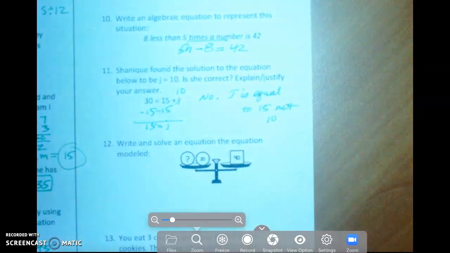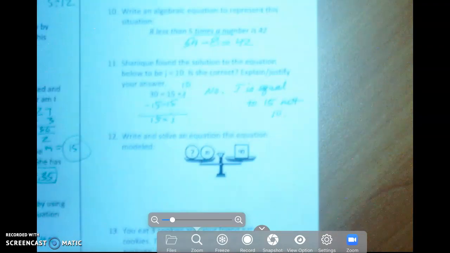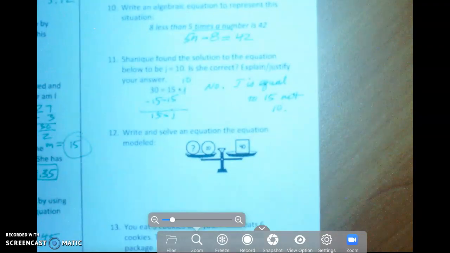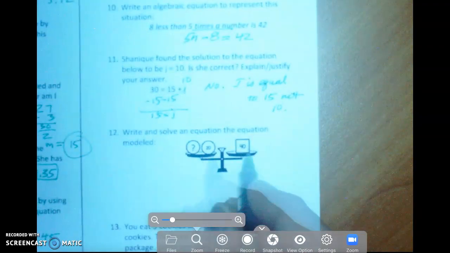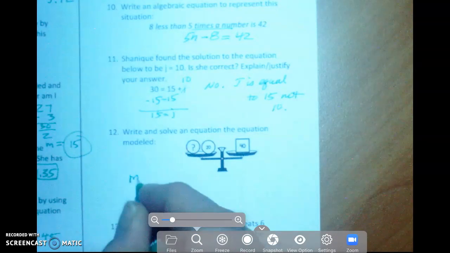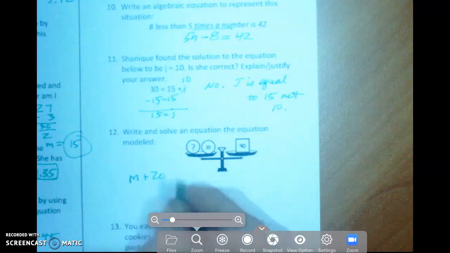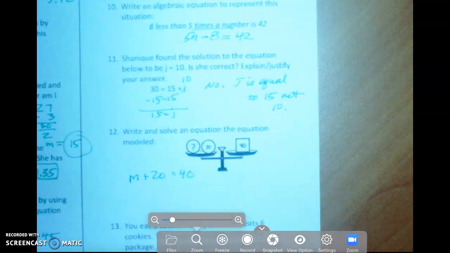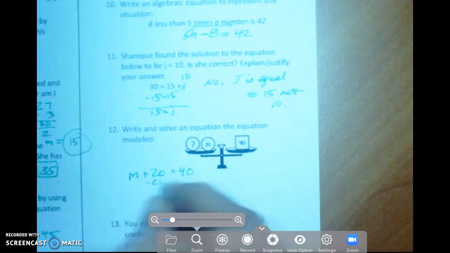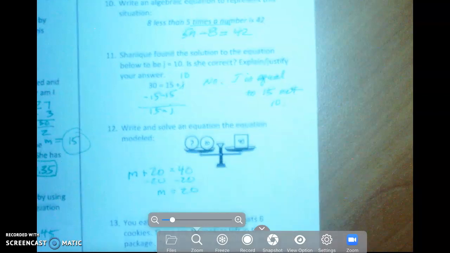Okay. Write and solve an equation. The equation is modeled. We got something, and we got 20 on one side. We got 40 on the other. So we could think about this as being like something plus 20 equals 40. So, we could solve this. Subtract 20 from both sides. We can get m is equal to 20. That's one way to interpret that.